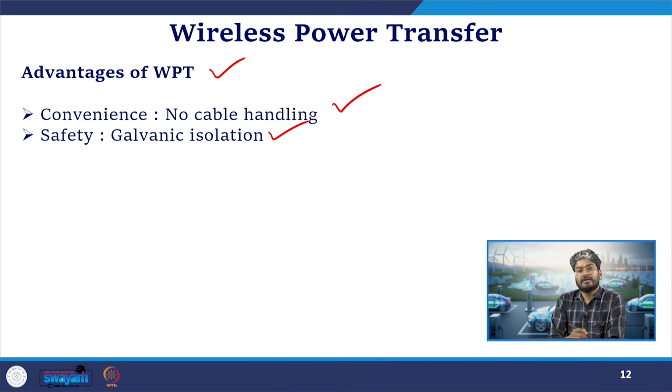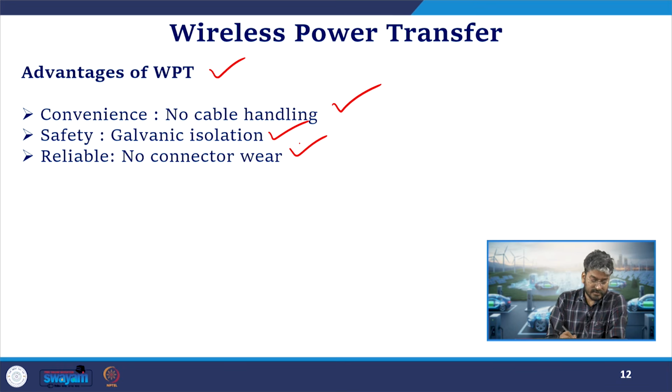Galvanic isolation, it is safer because in the first case we have conducting wires, there can be electrical hazards, whereas in this case we have isolation, there are no connecting wires, so it is safer. The other advantage is reliability, no wear and tear. So we do not have any charger plug or any wires to be connected between the two systems. They are perfectly independent from each other. So the reliability will be better over here.